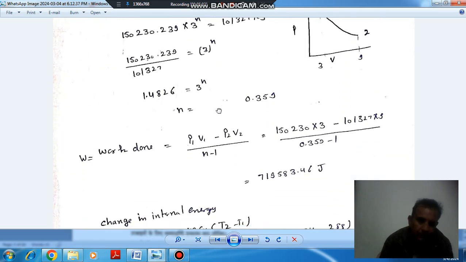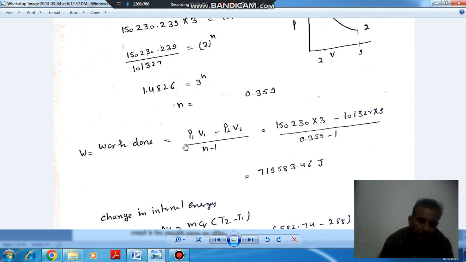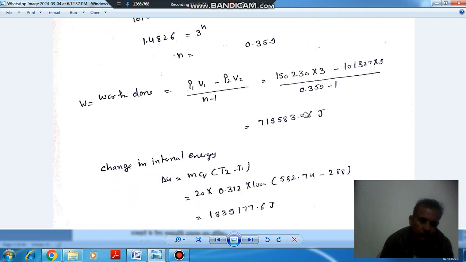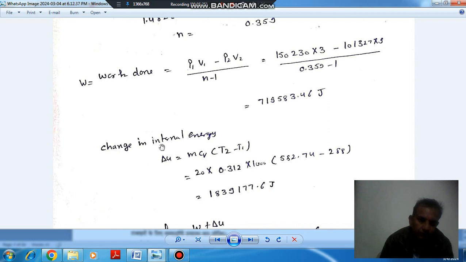So this is a polytropic process, and work done in a polytropic process is P1 V1 minus P2 V2 divided by n minus 1. So this is P1, this is V1, this is P2, this is V2, this is n. It comes out as 719583.46 joule. So now we have calculated the final temperature also.